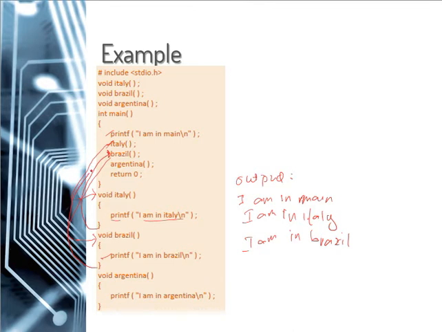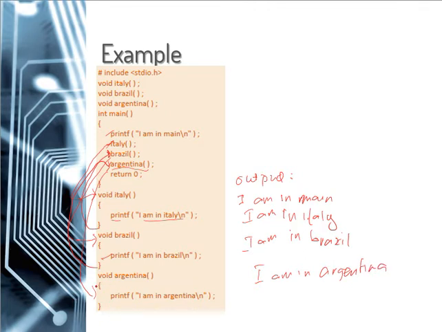So, it goes back to the line after Brazil, which is Argentina. Again, Argentina here is a function call. So, it will now call the function Argentina. So, it enters Argentina here, and then it prints: I am in Argentina.